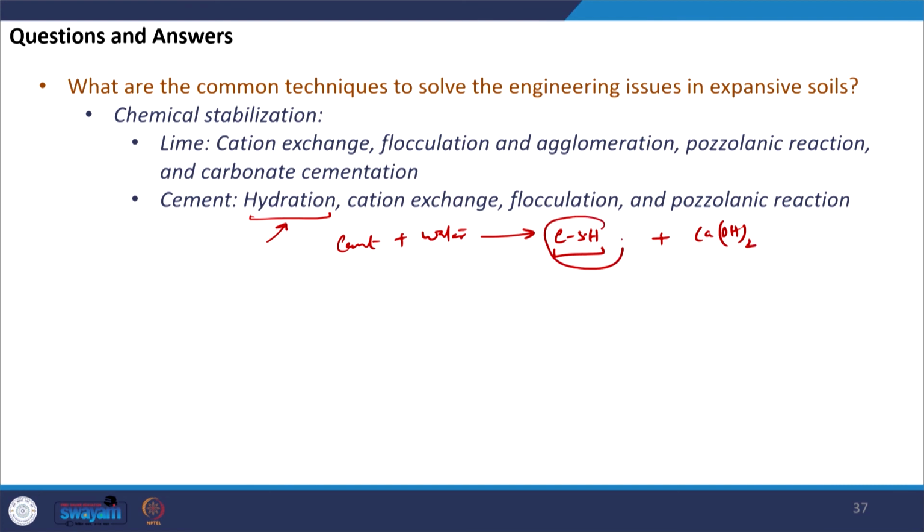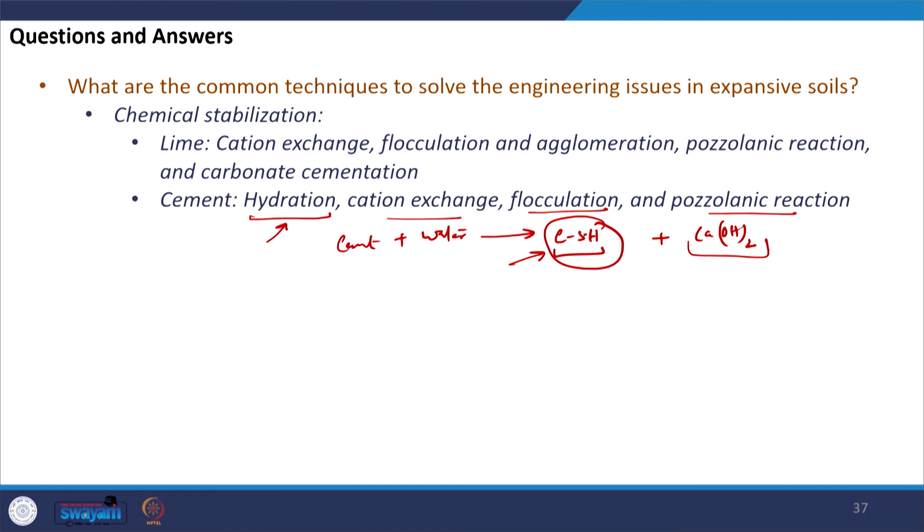This initial CSH product which is developed, and remember this is not in relation to the soil particle, this is cement reacting with water. So, this CSH gel will impart strength to the mass, and further reaction will take place depending on the further dissolution of calcium hydroxide, which will lead to cation exchange, flocculation and then further pozzolanic reaction, which is very similar to what we have talked about lime.